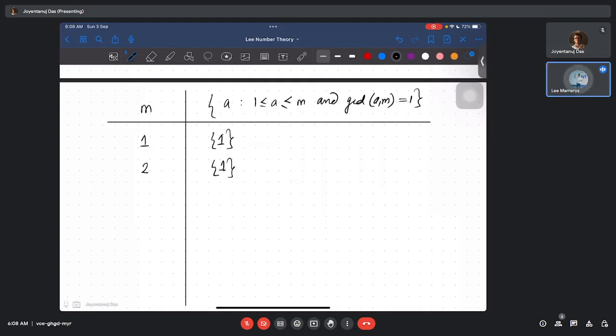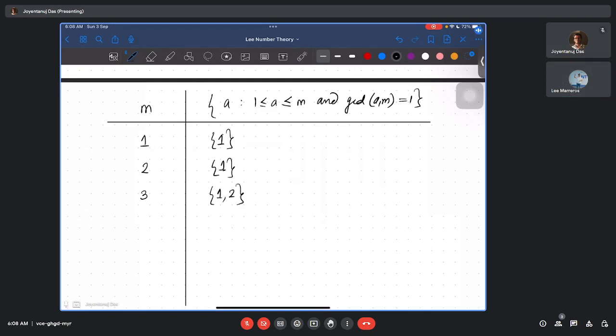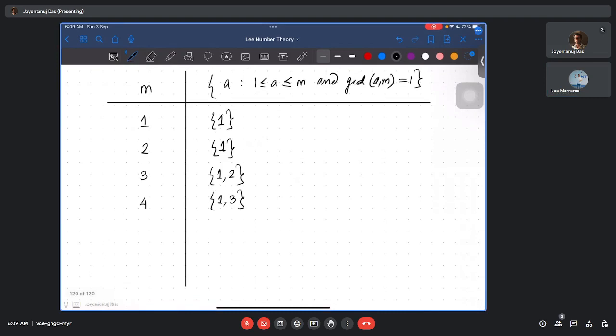Fine. But it says less than or equal to m, and the GCD with m has to be 1. So with 2, the GCD is 2, right? So 2 cannot be in the set, and the GCD of a and m must be 1. Now if I take 3, then this set will be 1, 2, because both are less than or equal to m and the GCD with 3 is 1. For 4 it will be 1 and 3, because 2 we cannot put, since 2 has GCD greater than 1.